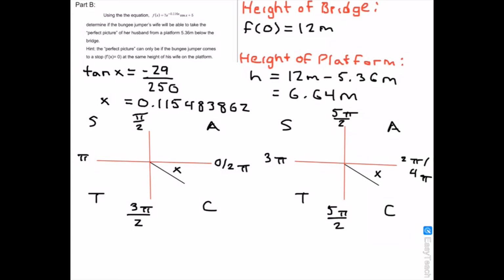Using my x value, I apply the CAST rule twice to the C quadrant. I do this because the platform is above the equation of axis, which is 5 meters, so I know it's going to be a maximum value, and the C quadrant produces my maximum values.